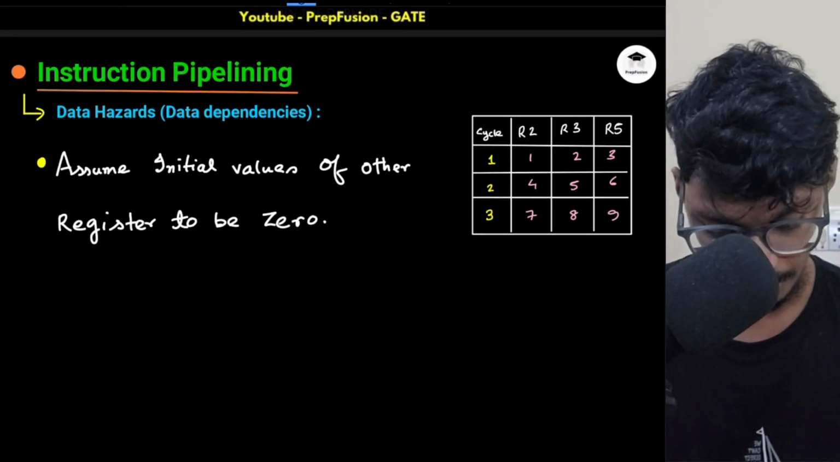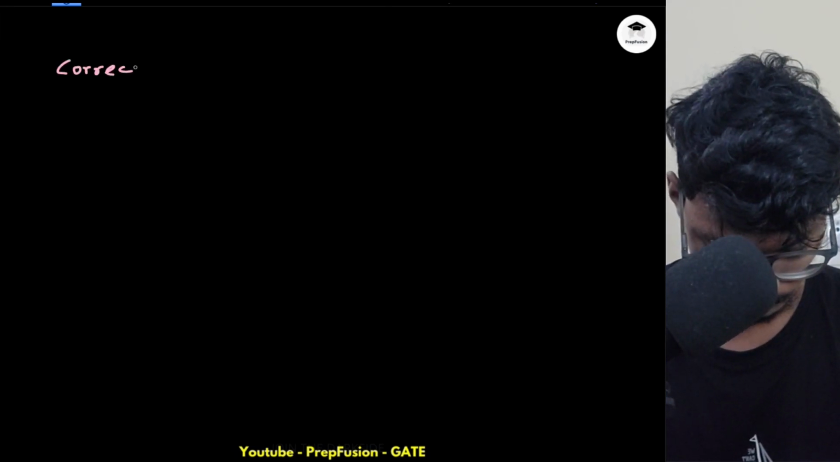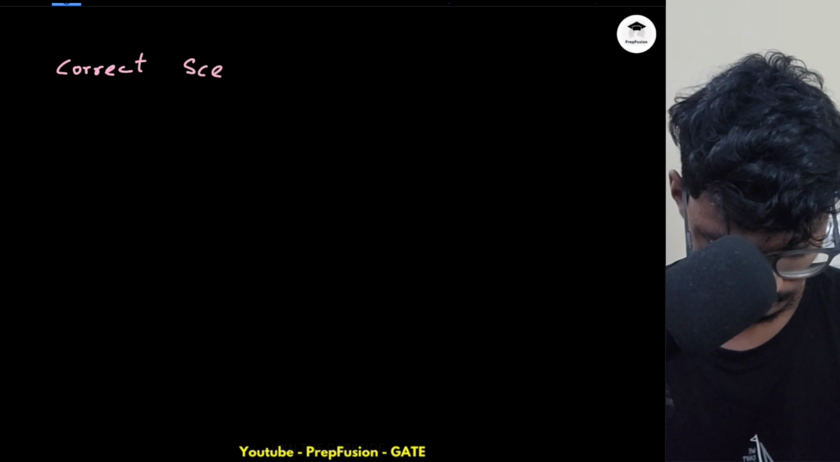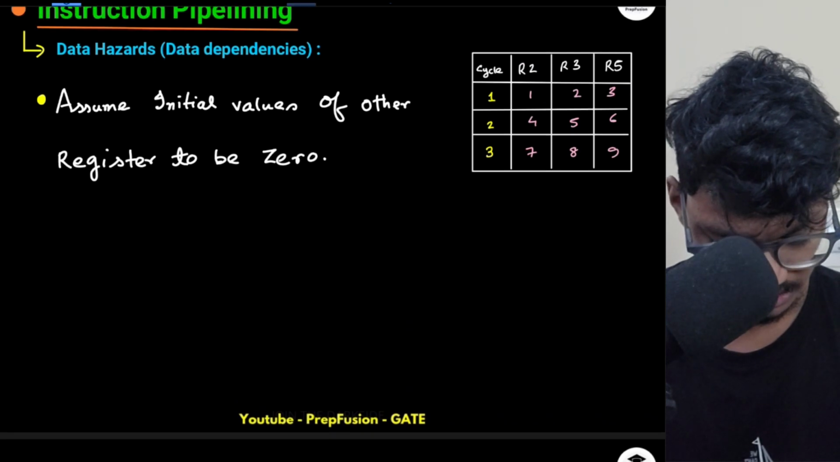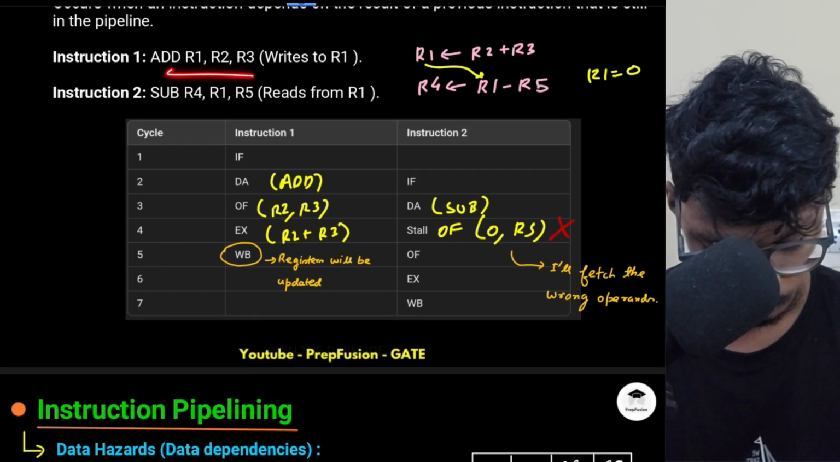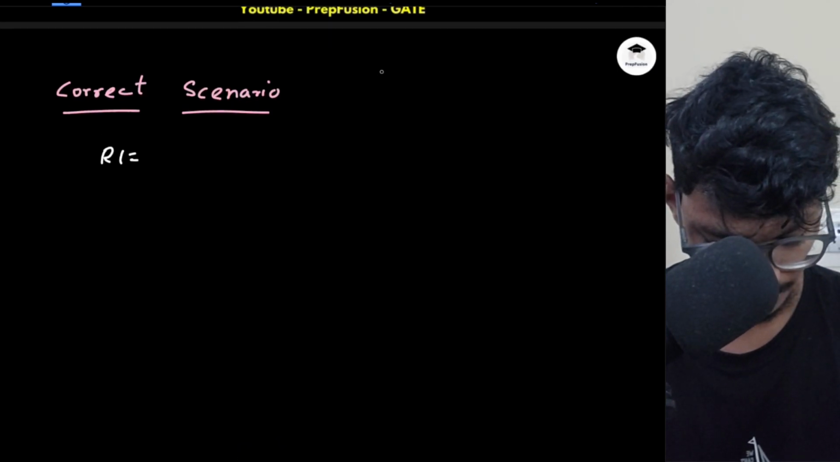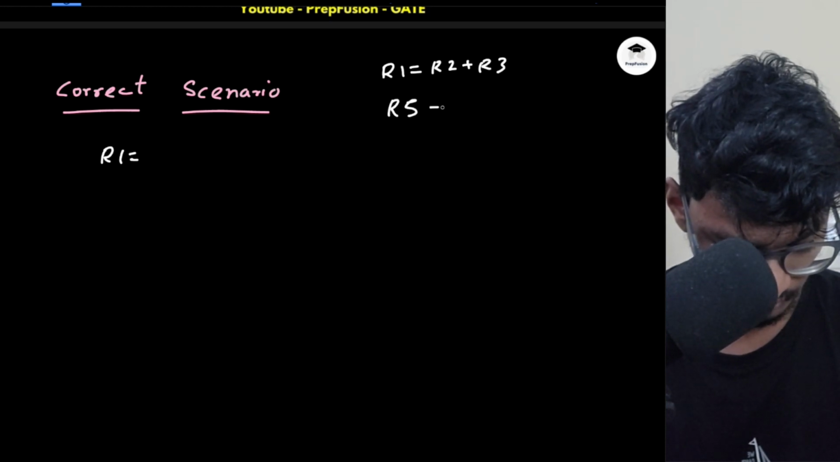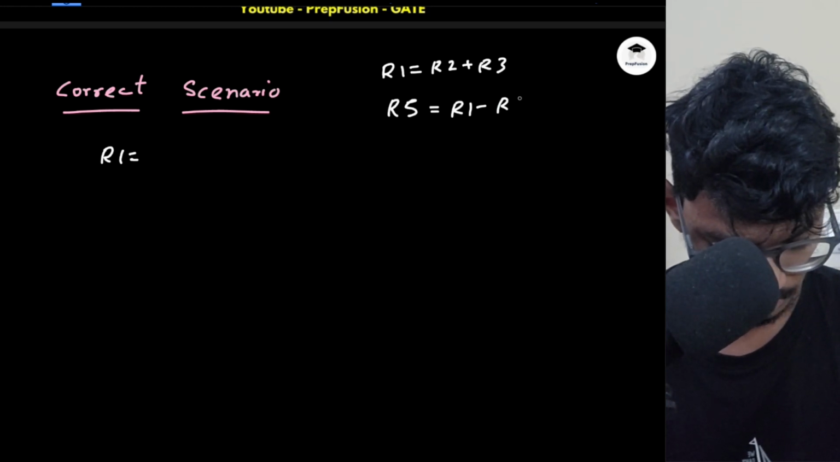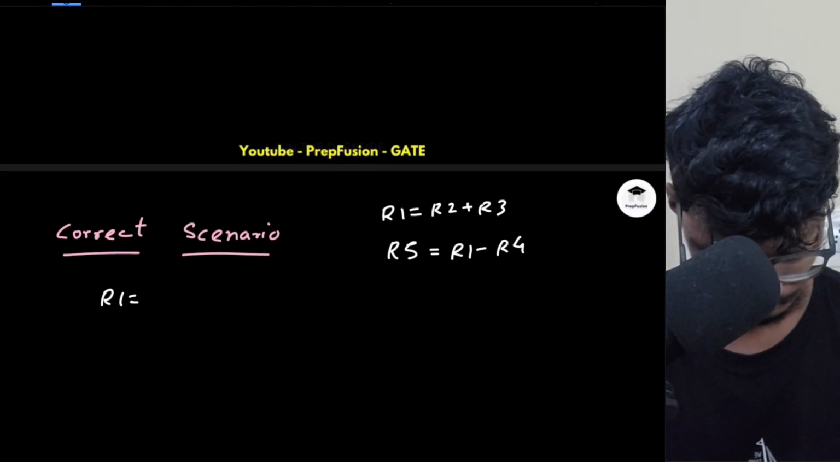So actually what should have happened? The correct scenario: first I should add R2 and R3 and store it in R1. So R1 equals R2 plus R3, and R4 equals R1 minus R5.